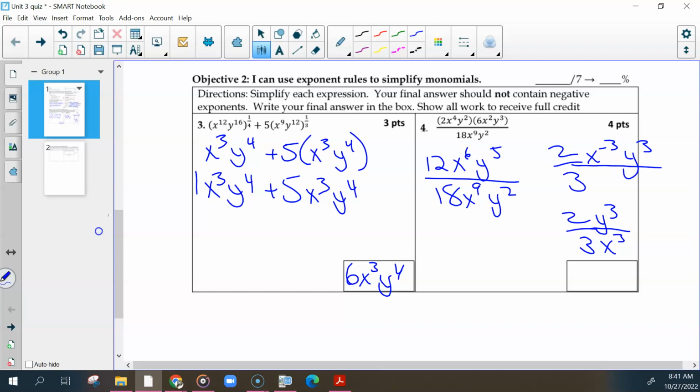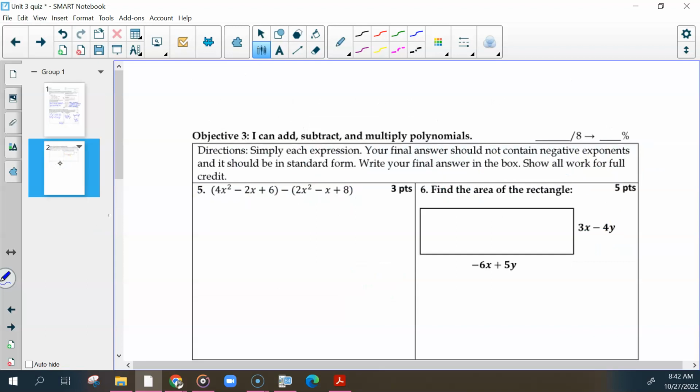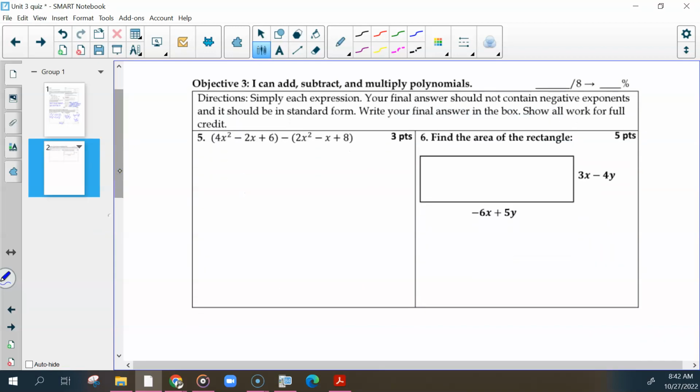So for the most part, this one was done fine. There were just some issues with this part. And then a lot of us got this, simplified this. There was just some mix-up with the exponents. On to the back. For the most part, everyone did fine on 5, not so much on 6.